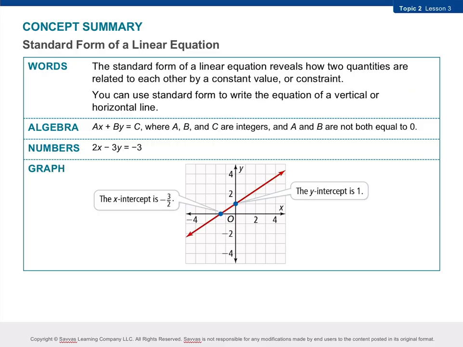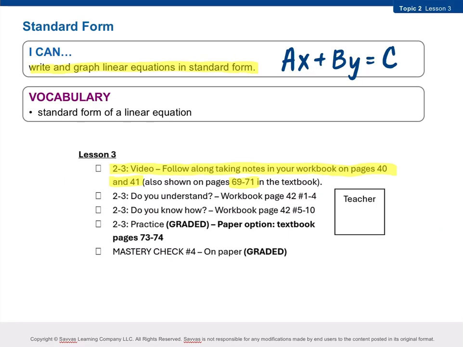Otherwise, we're done for this video, but here's another screenshot from the textbook. You can look over another overview of what standard form is. After this, go back to your checklist and update, right? We finished the video. So now you're doing the do you understand and the do you know how. So be checking your work for that on Savvas, but be writing in your workbook on page 42. So page 42 should be full of notes and thoughts, right?